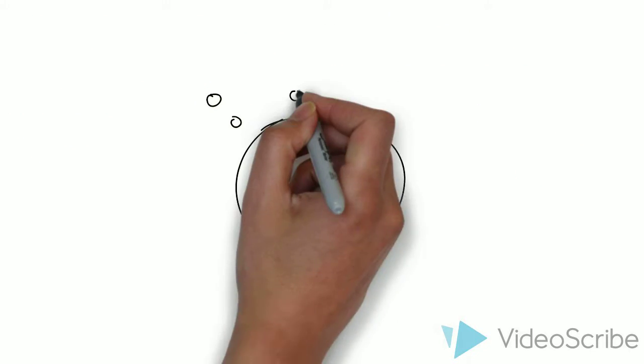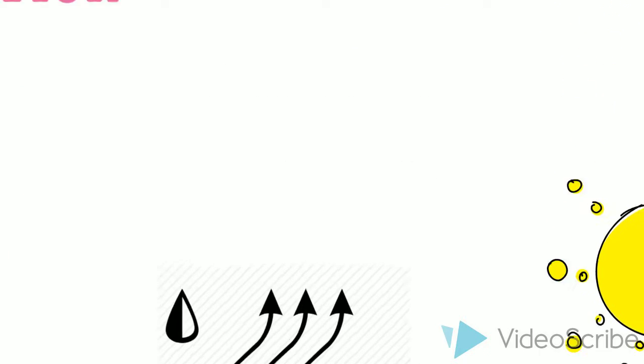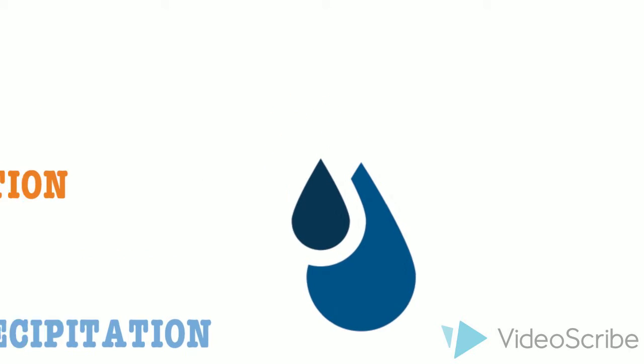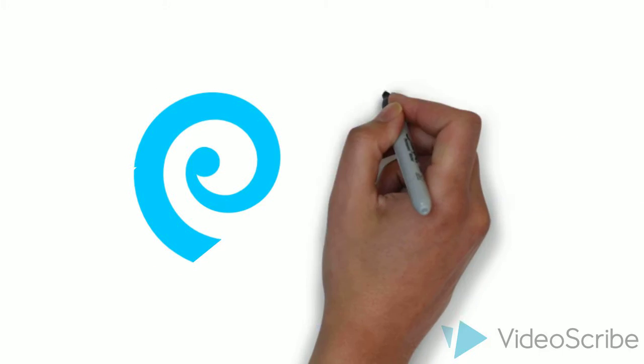Evaporation is when warmth from the sun causes water from oceans, lakes, streams, ice, and soils to rise into the air and turn into water vapor. Water vapor droplets join together to make clouds. Condensation is when water vapor in the air cools down and turns back into liquid water.